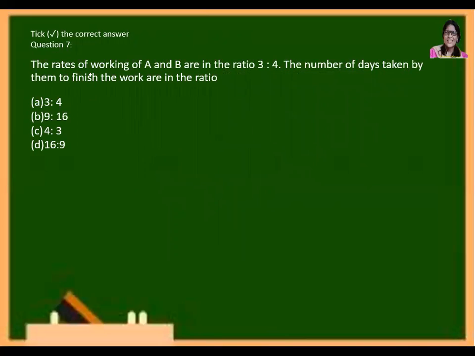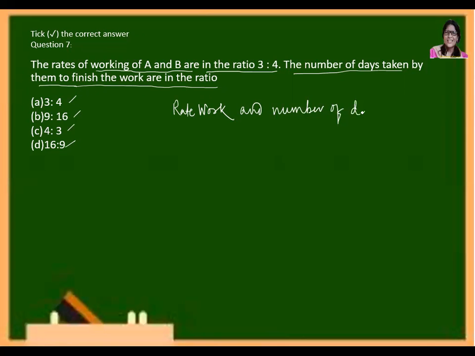Now question number 7. The rates of working of A and B are in ratio 3:4. The number of days taken by them to finish the work is in the ratio 3:4, 9:16, 4:3, or 16 by 9. Rate of doing work and number of days are in inverse proportion. This I'm writing for your knowledge. For the solution, you need not write it.